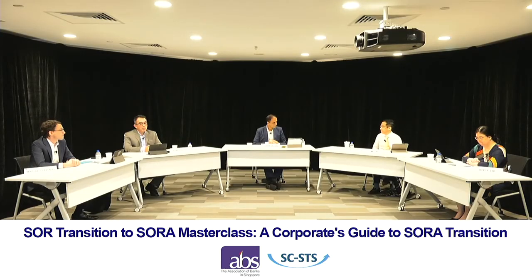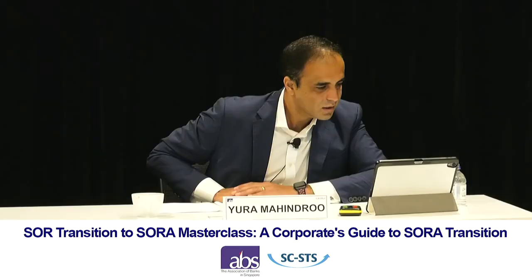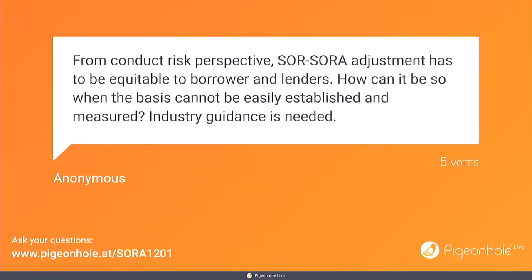Yeah, thanks, Jonathan, agreed. So a question on conduct risk. From a conduct risk perspective, the SOR to SORA adjustment has to be equitable to borrowers and lenders. How can it be so when the basis cannot be easily established and measured? Industry guidance is needed. So a good question, just coming back to that SOR to SORA basis. I think we've touched on this previously, but I'm not sure, Joyce or Jonathan, Matt, any further comments to add?